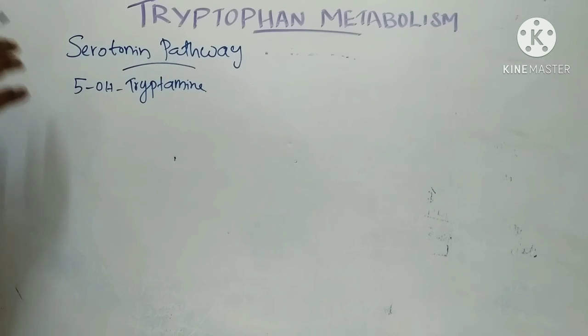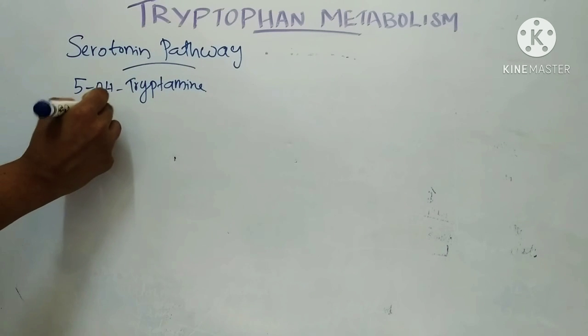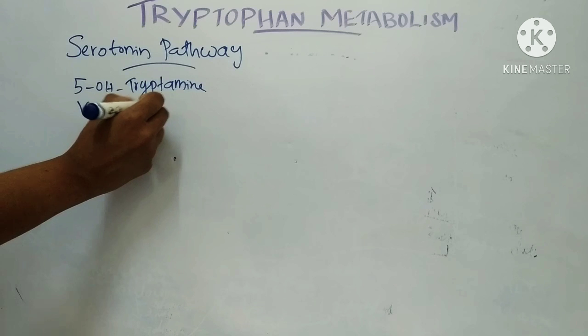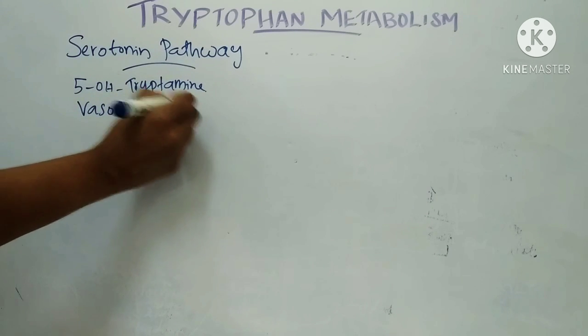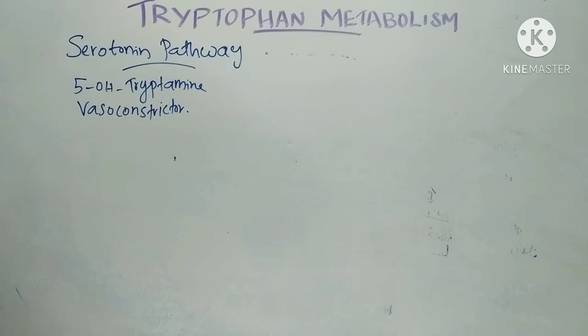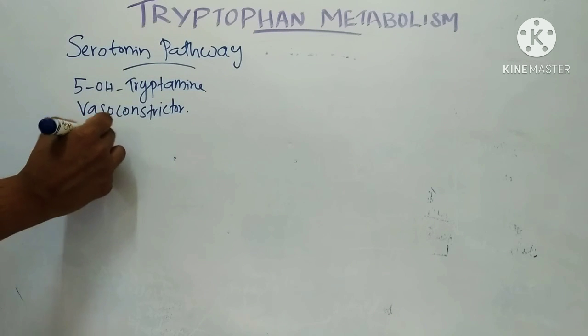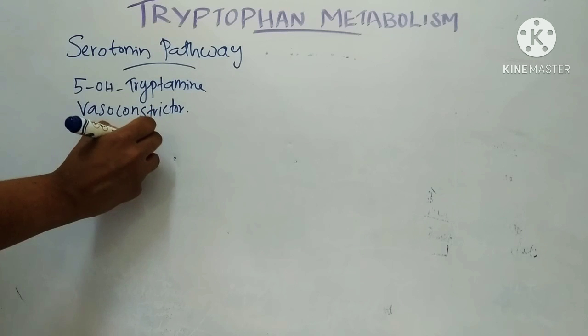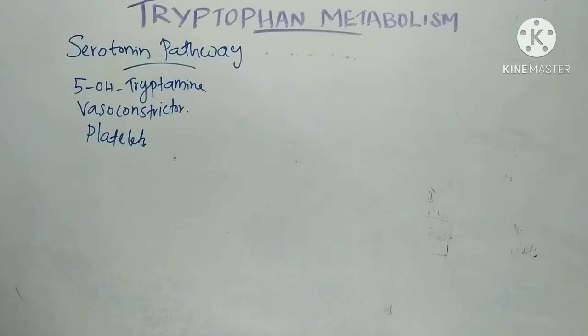5-hydroxytryptamine. This serotonin is a vasoconstrictor. It is present in the blood and is produced in tissues like gastric mucosa, intestine, then brain and mast cells. And it is stored in platelets.